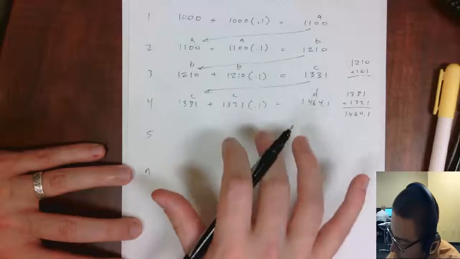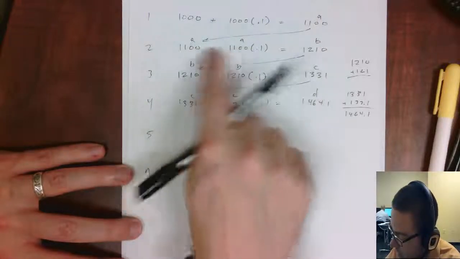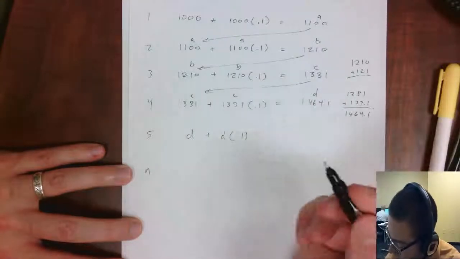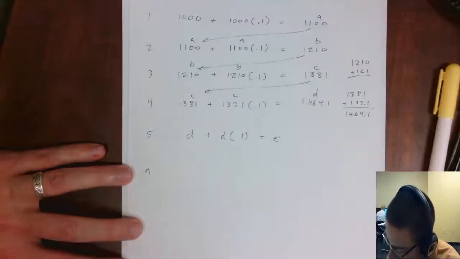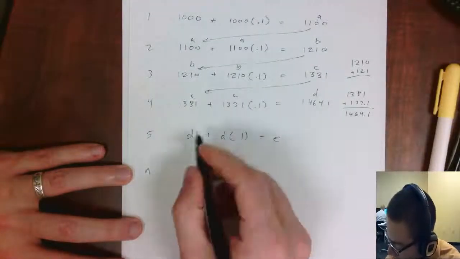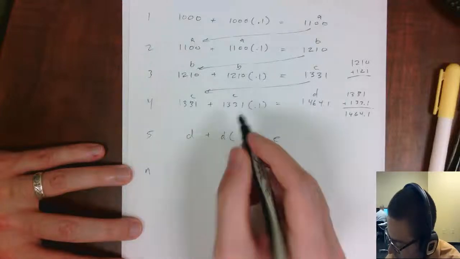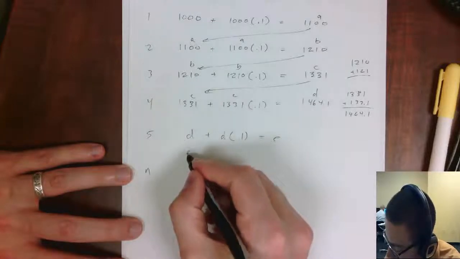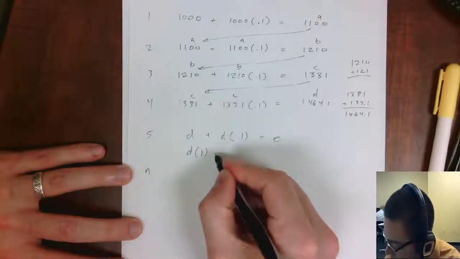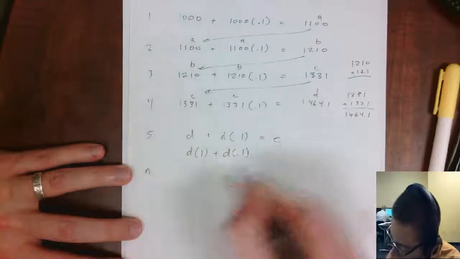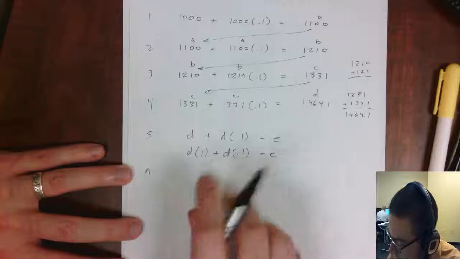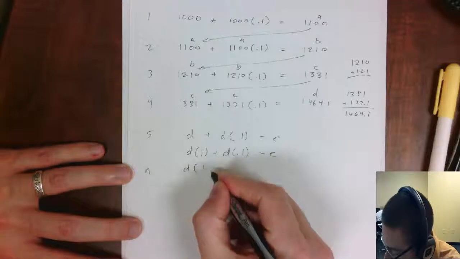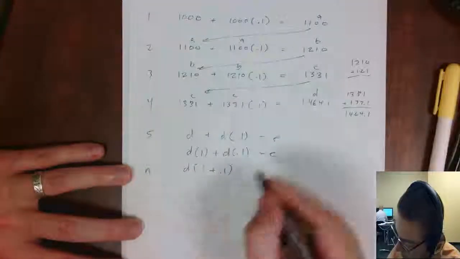So can you see what I can do here? This would be D plus D times 0.1 equals E, right? But I could rearrange this to say, well, this is D times 1, right? And this is D times 0.1. So I could change it to this, right? This is equivalent. And then I could factor this out, right? Using the distributive property, kind of undistribute this. So I say D times (1 plus 0.1), right? Equals E.